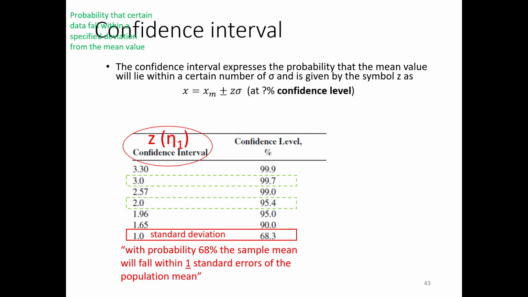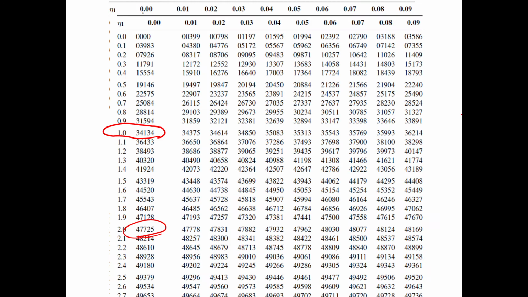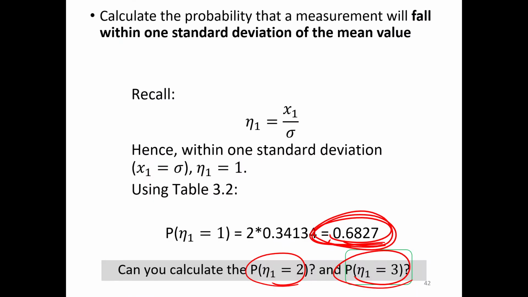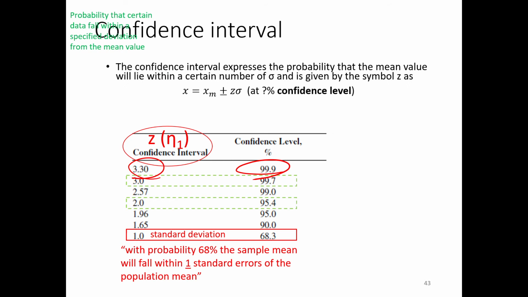So let's say I tell you the confidence level. You find the confidence interval value, which is called the z-value, or from this table, the eta 1 value that we discussed. Then you present your data by simply multiplying your eta 1 by sigma. This essentially gives you that specific observation that we have discussed before.